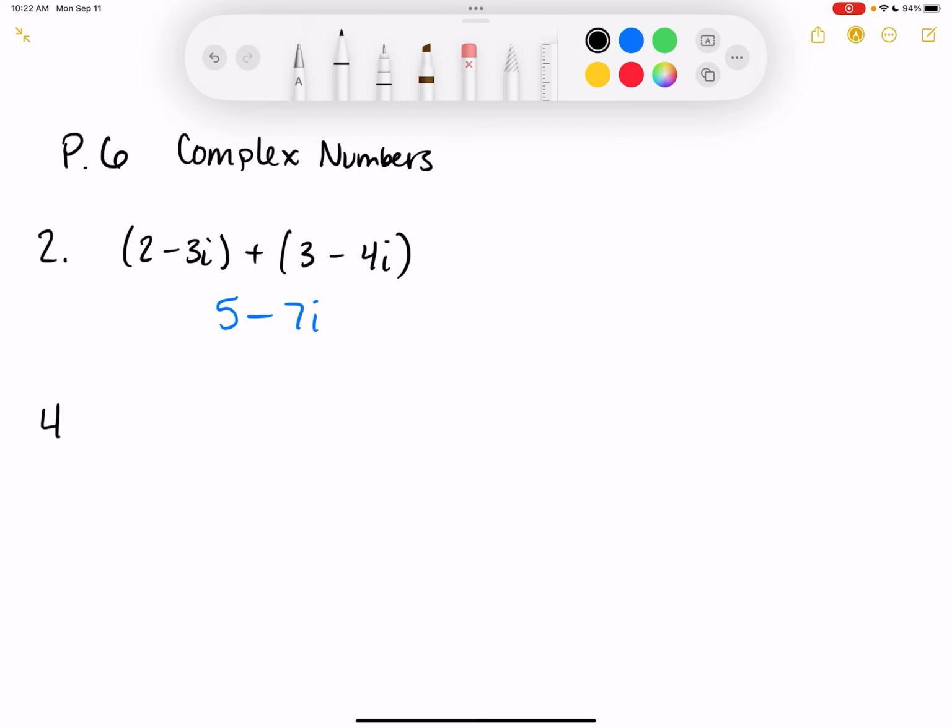With something like 4, we're going to have 2 plus i minus 9i minus 3. So just need to be careful when we're doing these ones to make sure that we are still combining like terms, but that we also pay attention to this minus sign here. So 2 minus negative 3, so it's 2 plus 3, which is 5. And then i minus 9i, so it's going to be negative 8i.